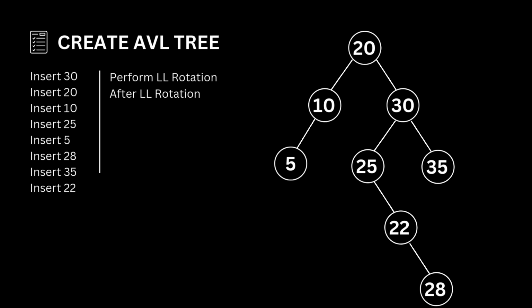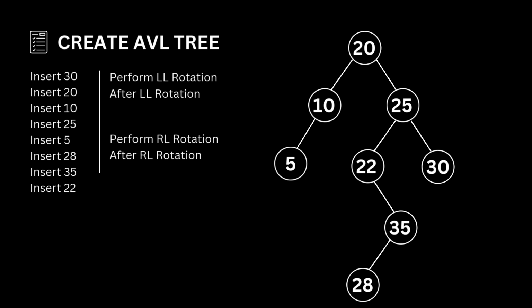This causes an imbalance at node 30 with a balance factor of -2, that is right heavy. Here we will perform RL rotation. After performing the RL rotation, the tree becomes like this. This is the final AVL tree.